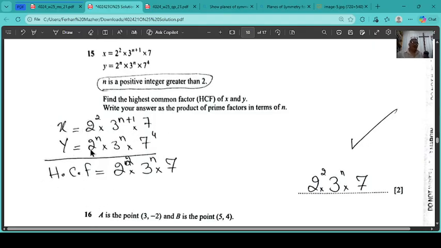We want the HCF. 2 is common, but the smallest power of 2 will be 2 because they said that n is greater than 2. Here 3 is common, but we take the smaller power. Here the power is n plus 1, here the power is n, so the smaller power will be n. 7 is also common, but the 7 power here is 1 and here the 7 power is 4. In the HCF we always take the smaller power, so I will take 7 raised to power 1. So my answer is 2 squared multiplied by 3 raised to power n multiplied by 7.